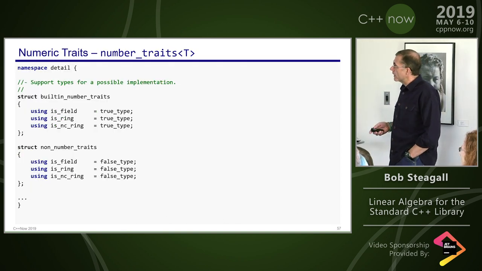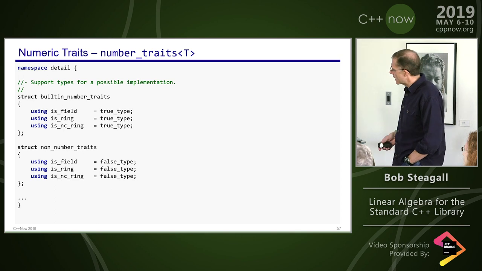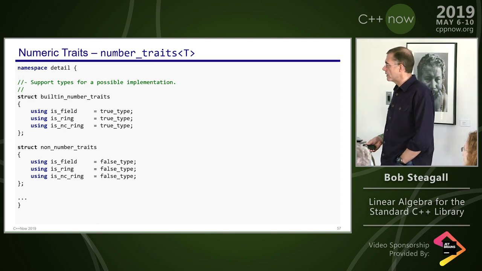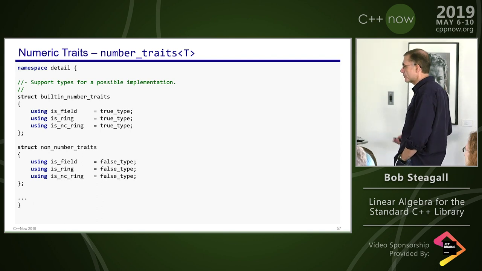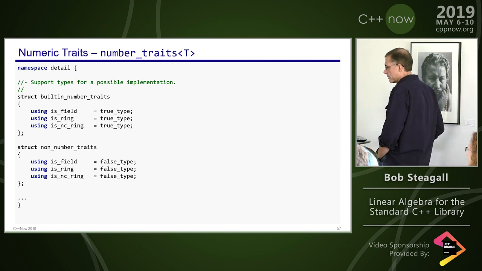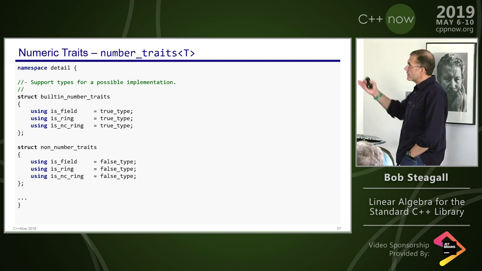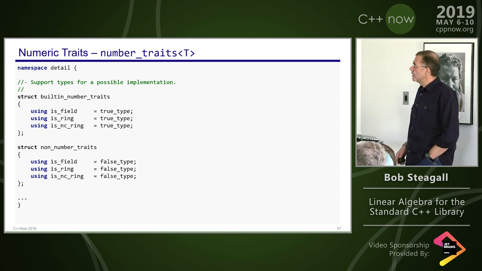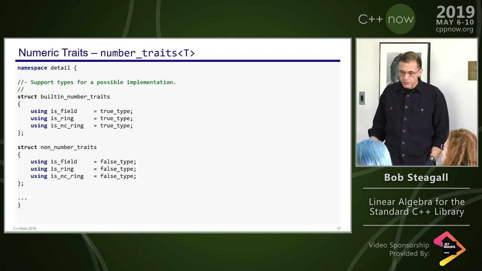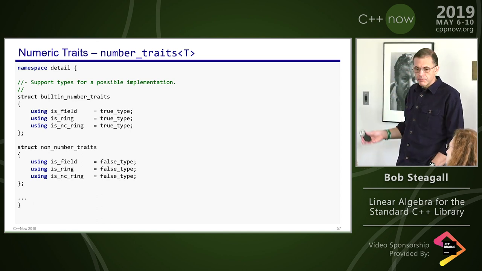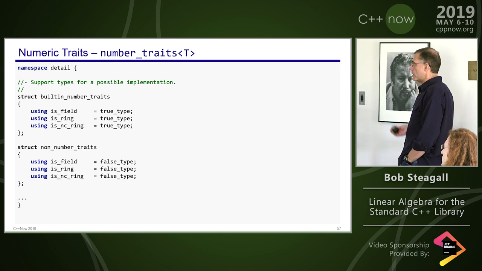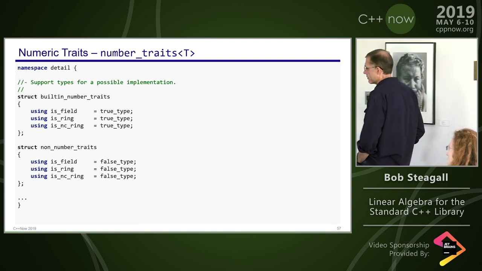So first, I'd like to show you an implementation detail of how I might go about implementing number traits. Hidden in a detail namespace, I have something called built-in number traits and non-number traits. For built-in number traits, I have three nested typedefs: isField, isRing, isNonCommutativeRing. For that particular type, I set them all to be std::true_type. For non-number traits, I set them all to be false_type.